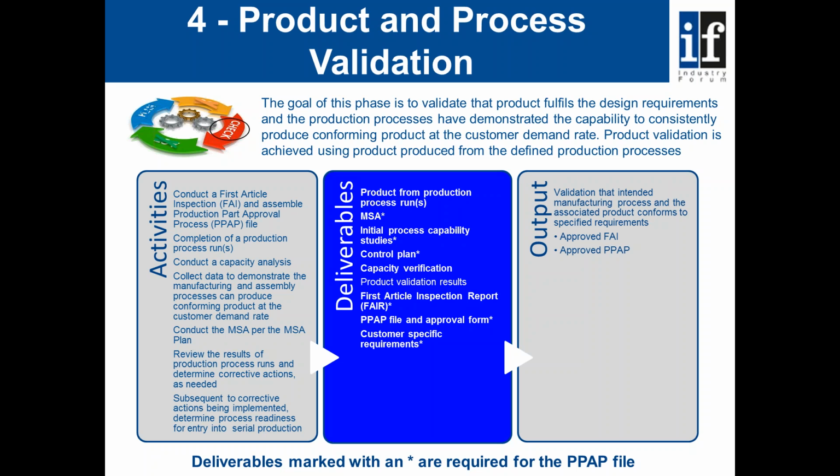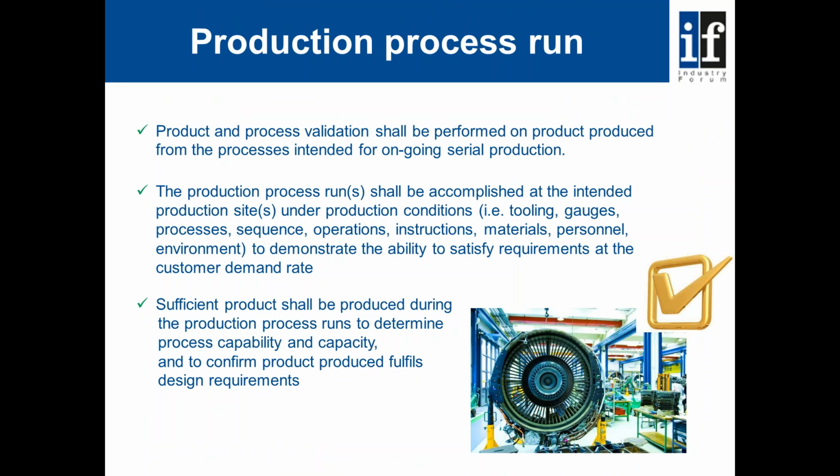So if we think about this then, right the way up to the start of phase 4 of APQP, unless we've had prototype product, then we haven't got product to work with. We're now about to create what's known as the production process run. This production run will create product, and it's this product that we can use then to get the final elements of PPAP in place. So thinking about that then, the production process run is a product and process validation performed on product produced from the processes intended for ongoing serial production.